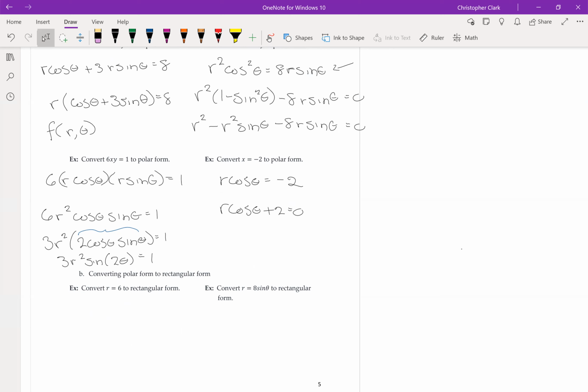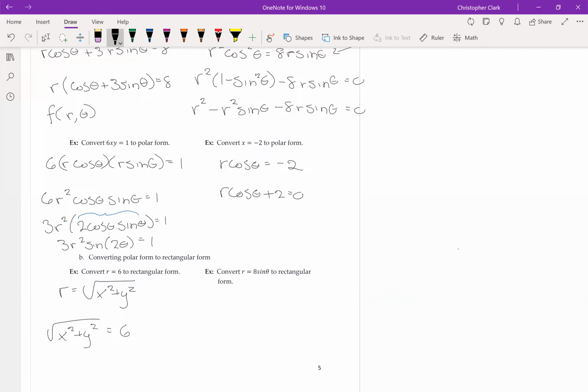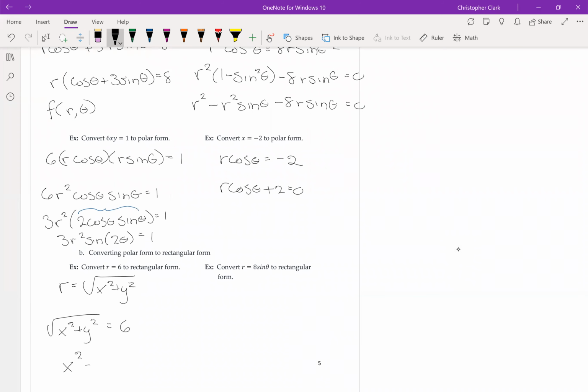So let's try converting from polar to rectangular. We have r equals 6, right? And we want to convert that to rectangular form. So let's start off by plugging in the fact that we know r is the square root of x squared plus y squared. So we get the square root of x squared plus y squared equals 6, or x squared plus y squared equals 36.